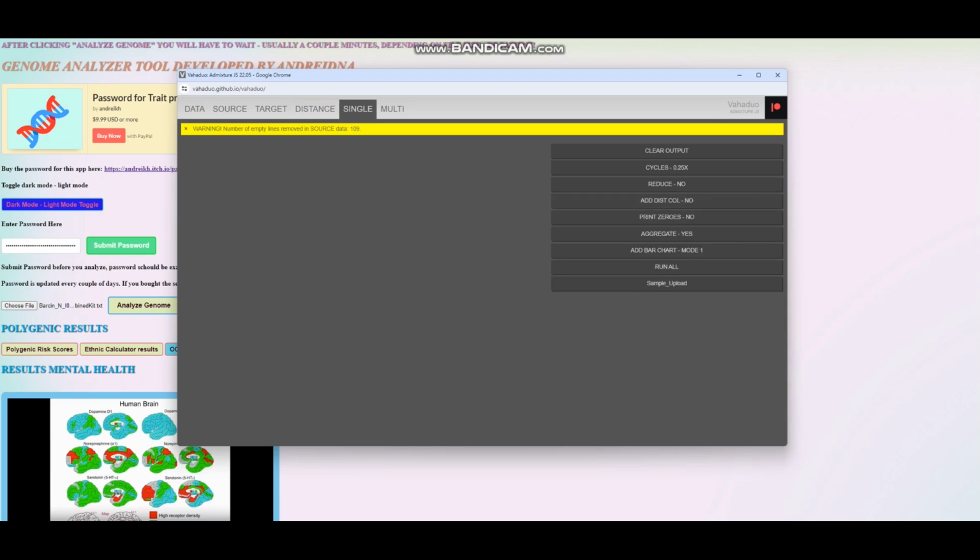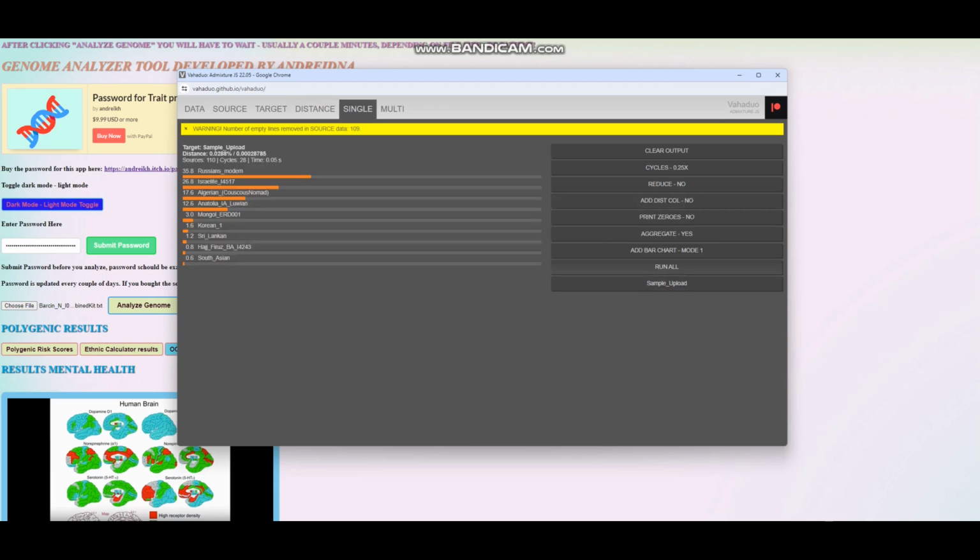Let's go ahead and check mixed mode. We're gonna try without messing with it. So it looks like she's getting modeled as a mixture of 36% Russians, Israelites, then Algerians, then Anatolian.